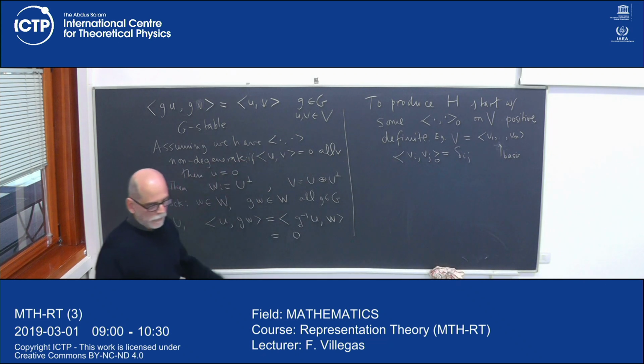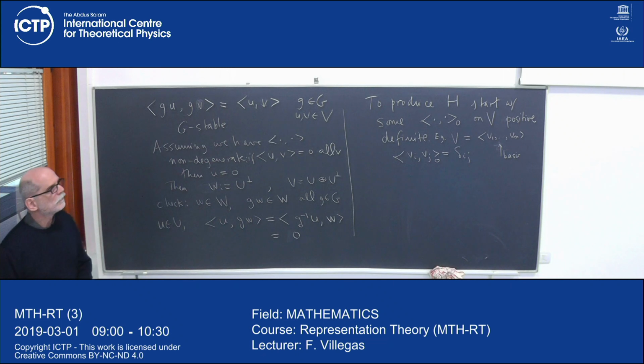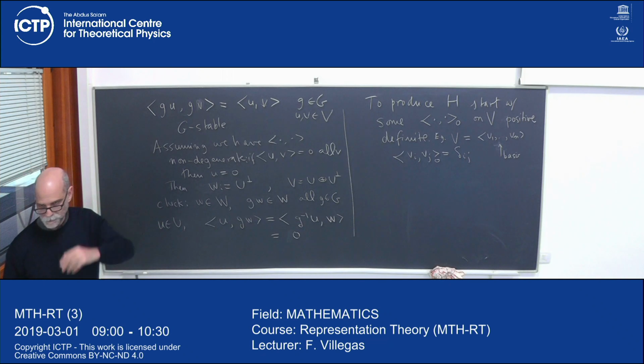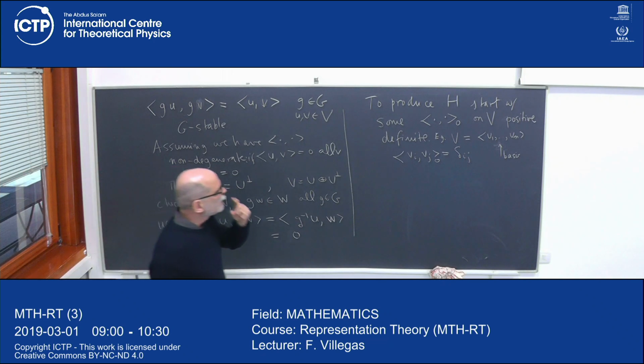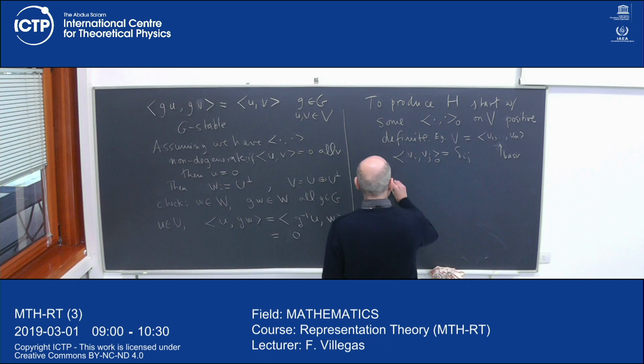Okay, so if you just take an arbitrary inner product, the group G will change it. So there's no real chance that elements of the group G will preserve this product. You just completely randomly produce an inner product. So what you can do is, what I was saying, define H.